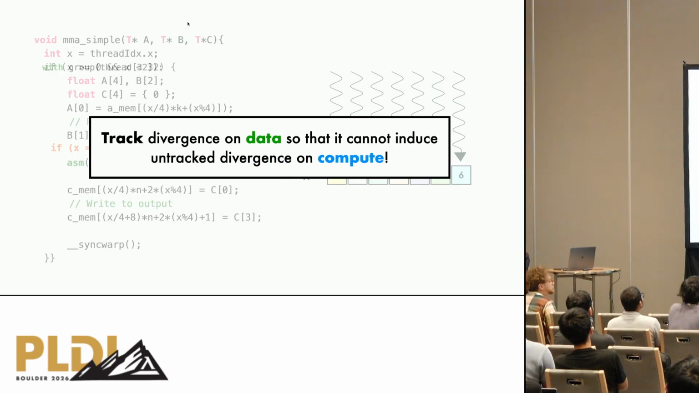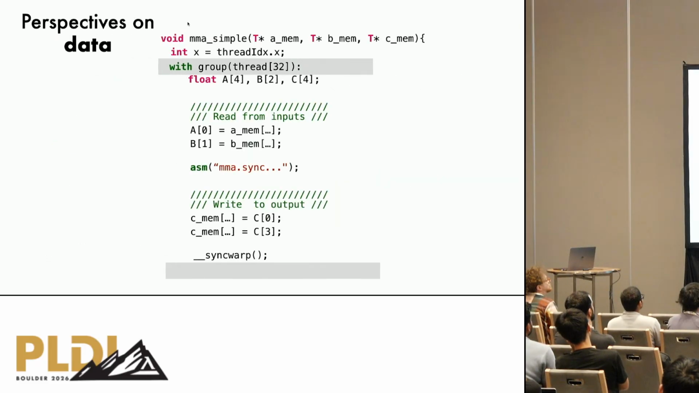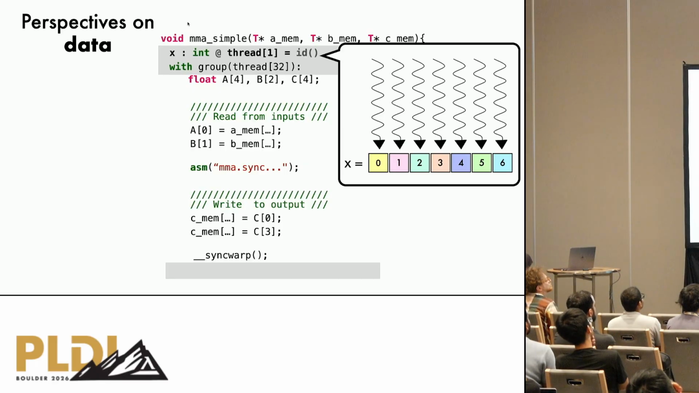The way we solve this in Prism is that we track divergence on data so that it cannot induce untracked divergence on compute. So only groups and splits can induce divergence on compute. Let me show you what this means. If we go back now to our original example, that data x simply lives at another perspective. That's a thread 1 perspective variable, which is to say it changes at the frequency of thread 1.